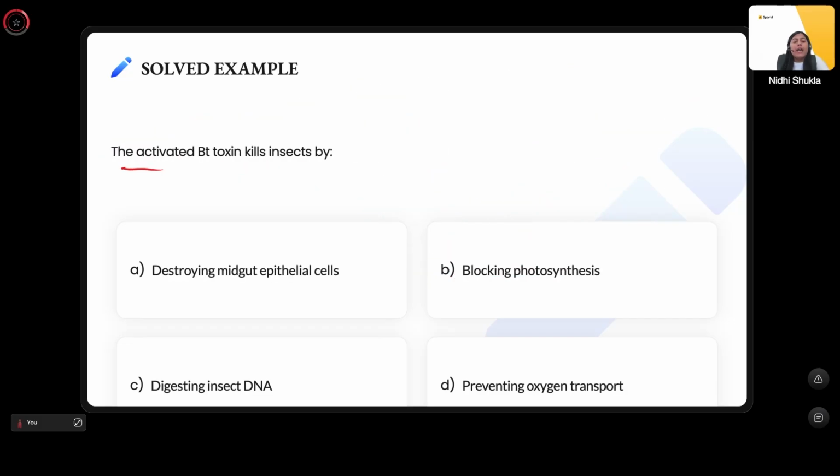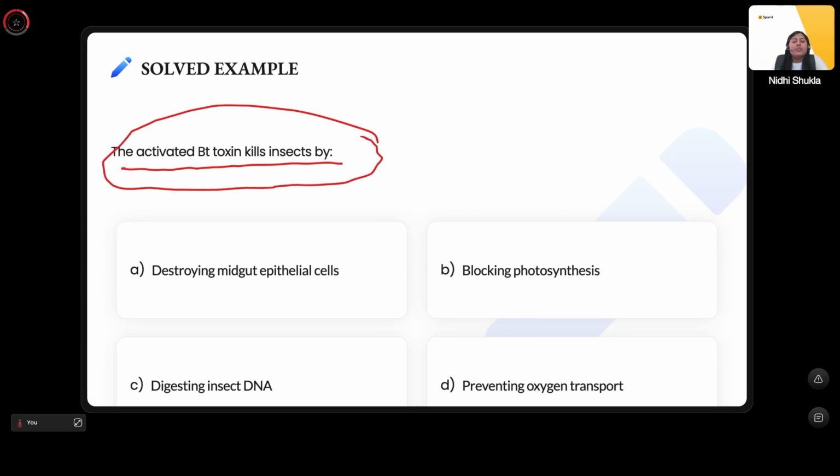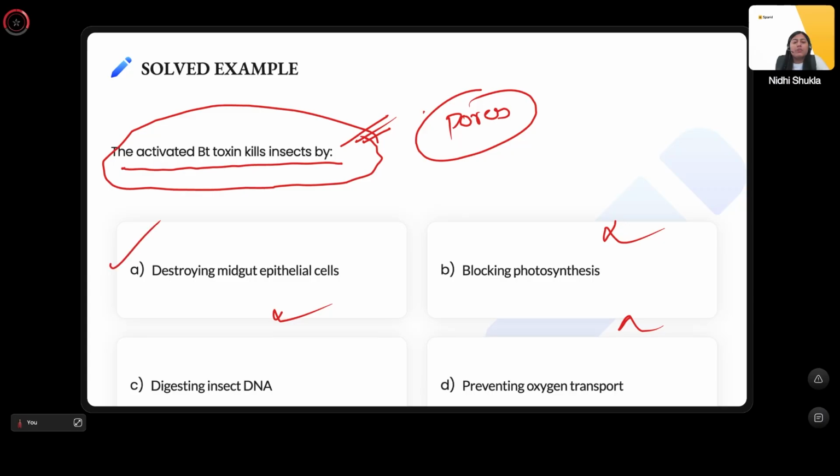Now, the activated Bt toxin kills insects by, yes. So how is this activated Bt toxin going to kill the insect? It creates pores in the wall of midgut epithelial cells, and due to this pore creation, the insect is going to die. So preventing oxygen transport, no. Photosynthesis, no. Digesting insect DNA, no. Your correct option is going to be option A. They are going to destroy the midgut epithelial cells.